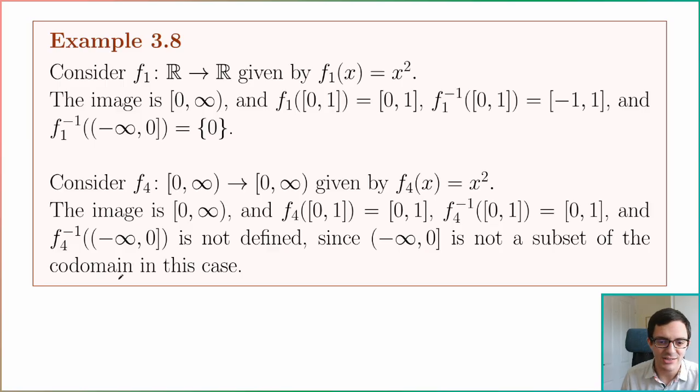The preimage in this case of this interval is not defined. It's not 0, it's not the set containing 0, it's not the empty set, it's not the set containing the empty set, it's just not defined. It's not defined because this set, which we could call B, is not a subset of the codomain in this case, because our codomain doesn't include any negative numbers anymore. The preimage of a subset of the codomain requires you to have a subset of the codomain.